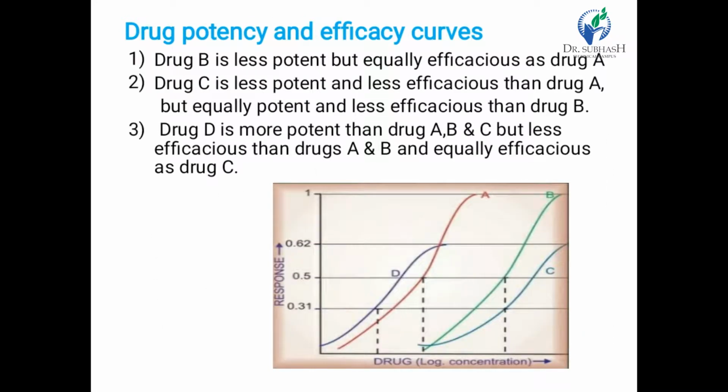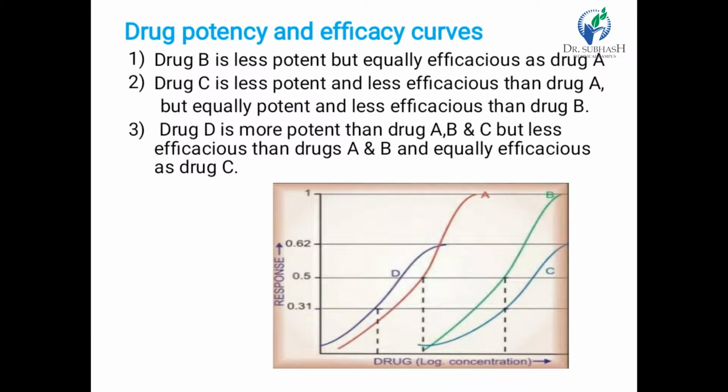Okay. Second is the drug efficacy and potency curve. We understand potency and efficacy by a figure, right? In the figure, you can see log dose on the x-axis and response on the y-axis. We have 4 drugs, A, B, C, and D. Concentrate on the A curve, that is red colored, right? The A drug is more potent and more efficacious, right?